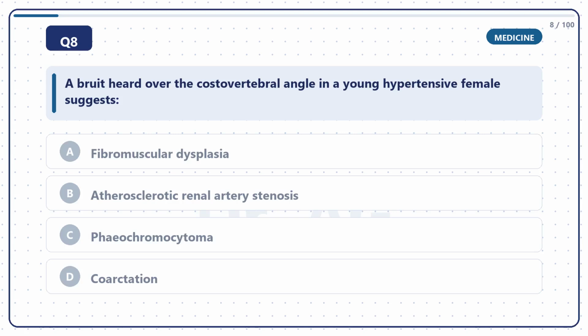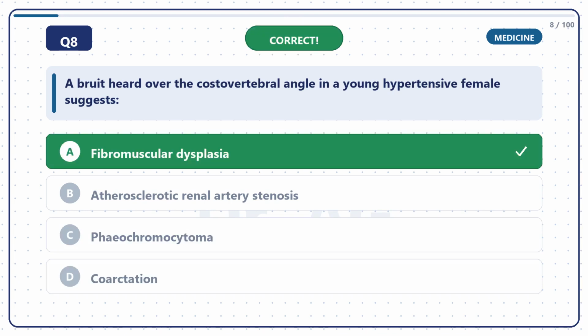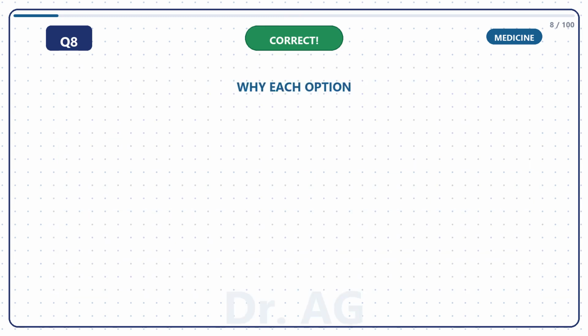Question 8. A bruit heard over the costovertebral angle in a young hypertensive female suggests Option A. Fibromuscular dysplasia. Option B. Atherosclerotic renal artery stenosis. Option C. Pheochromocytoma. Option D. Coarctation. The correct answer is option A. Fibromuscular dysplasia. Let's go through the options.